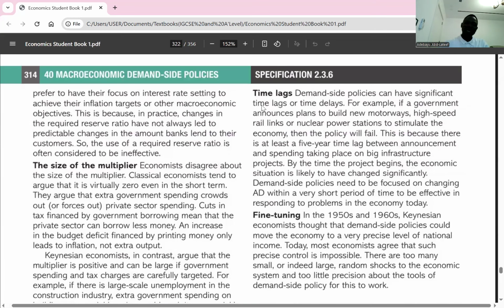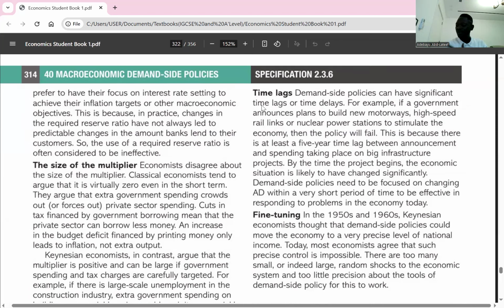The next one is time lags. When we talk about time lags, we're talking about how long it takes for demand side policies to be effective. That is the point here. Demand side policies take time before they materialize. As a result, the policy may fail because the economic situation changes over time. Demand side policies need to be focused on changing the aggregate demand within a short period of time. So demand side policies are not meant to change things for a long time.